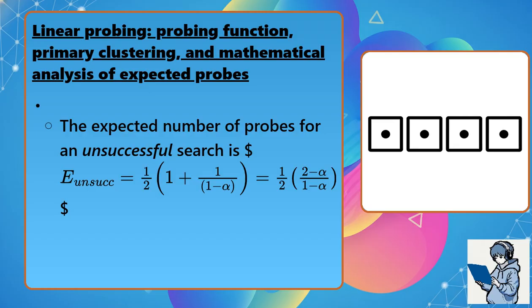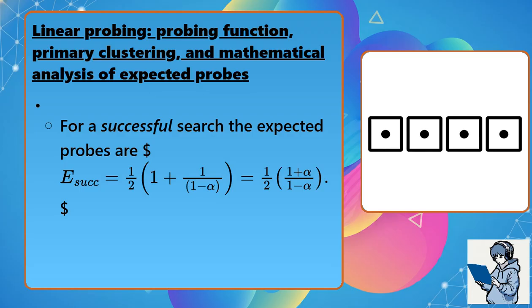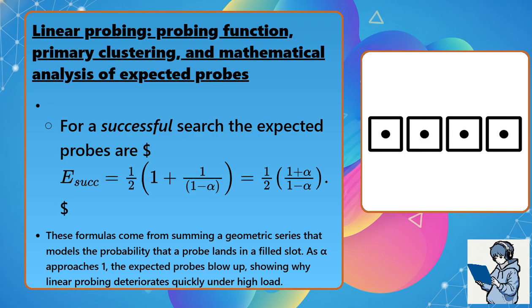For a successful search, the expected number of probes is E_succ = 1/2 (1 + 1/(1 - alpha)) = 1/2 (1 + alpha/(1 - alpha)). These formulas come from summing a geometric series that models the probability that a probe lands in a filled slot. As alpha approaches 1, the expected probes blow up, showing why linear probing deteriorates quickly under high load.